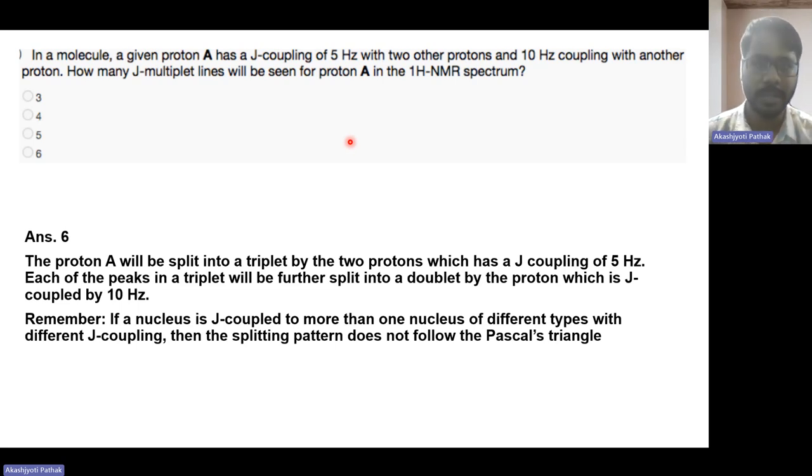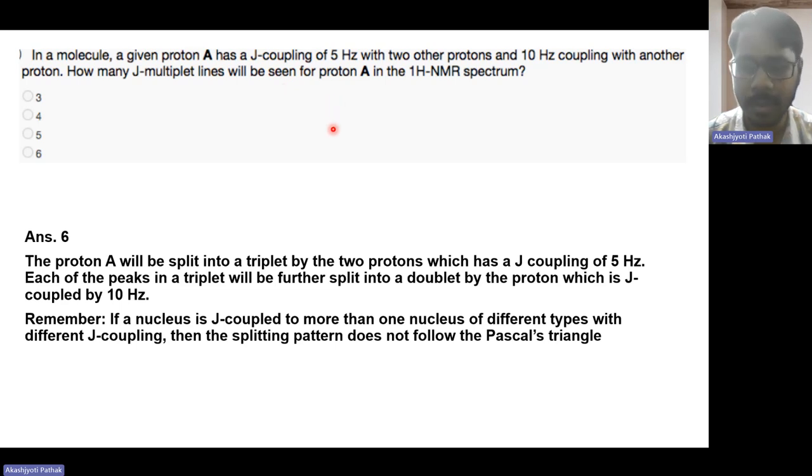So these two protons are equivalent, right? The two protons to which it is coupled by 5 Hertz are equivalent. So by following the n+1 rule, it will split the proton A into a triplet.